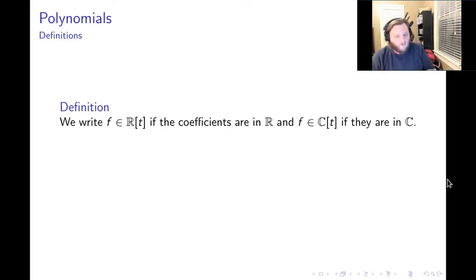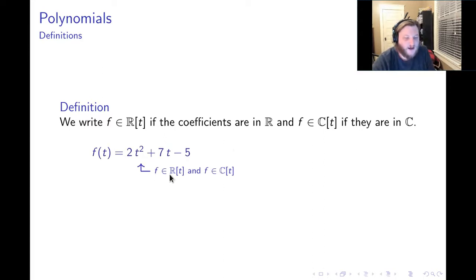So one thing to point out here is sometimes our polynomials have real coefficients, and sometimes they have complex coefficients that aren't necessarily real. We write f belongs to R bracket t if the coefficients of the polynomial are real numbers, and we write f belongs to C bracket t if the coefficients are complex numbers. So here's an example of a quadratic, 2t squared plus 7t minus 5. Here we would write f belongs to R[t] and f belongs to C[t] because every coefficient here is real, and remember that every real number is also complex.